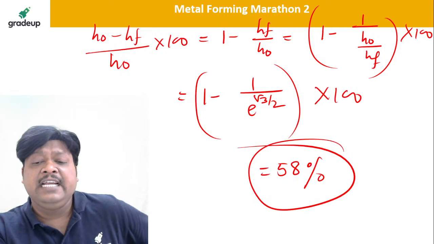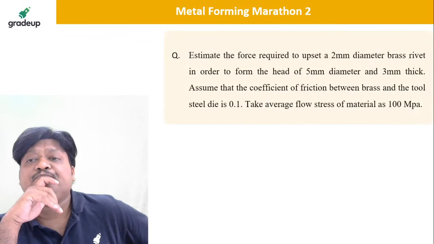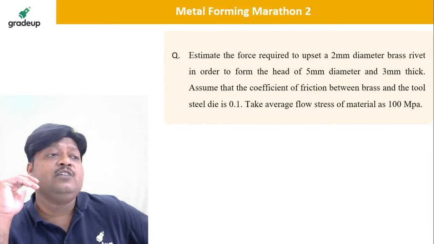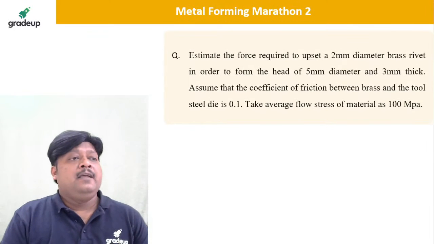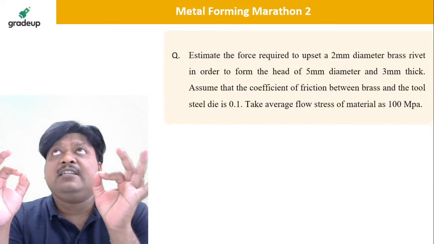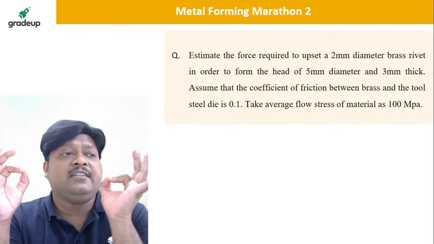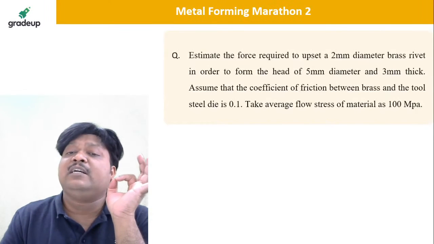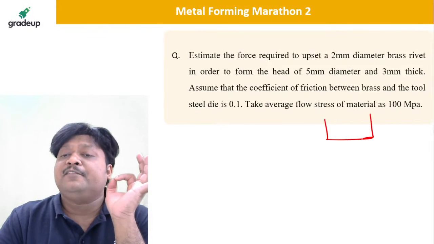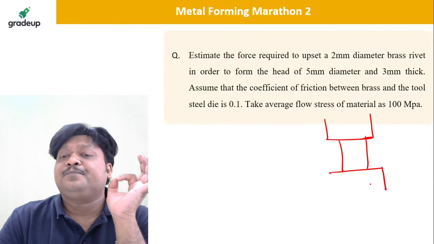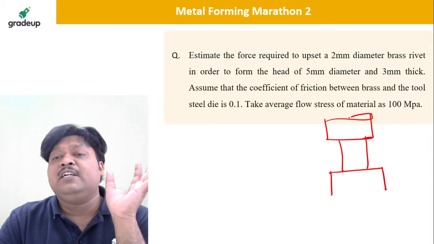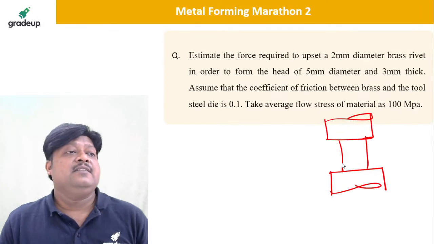Very nice, very nice. Take the next question. This is the question. Very nice question. Understand this question. Estimate the force required to upset. Upset means we have to do upsetting. Upsetting is the simplest method of forging, between two open dies, one moving and the other stationary.